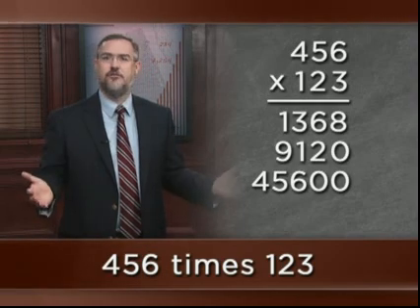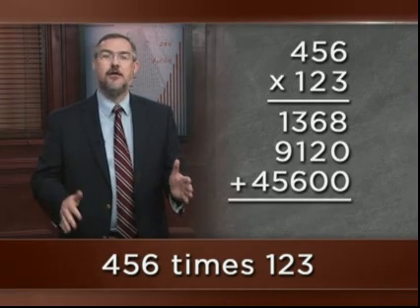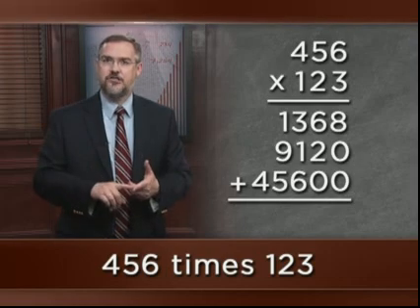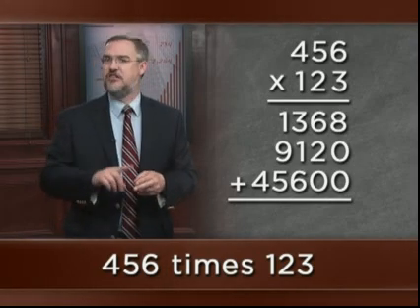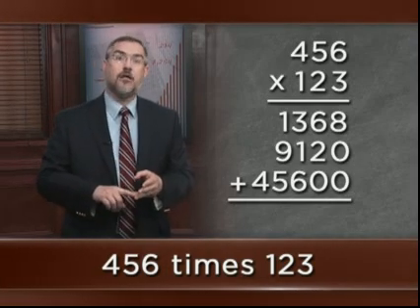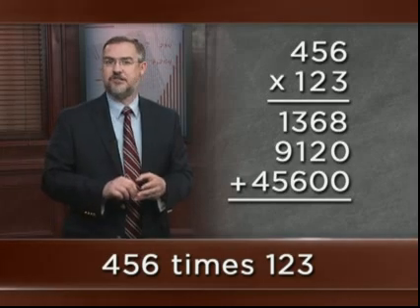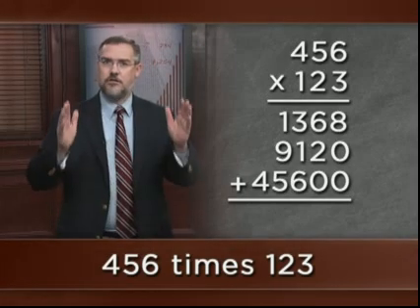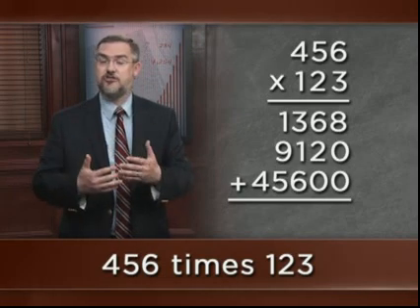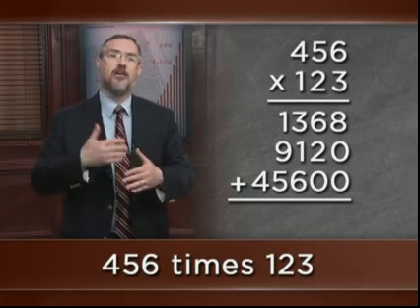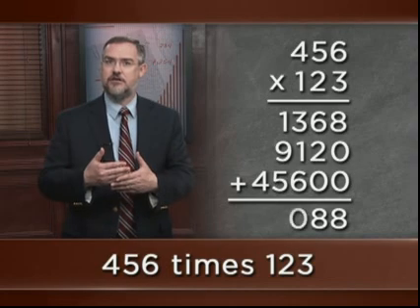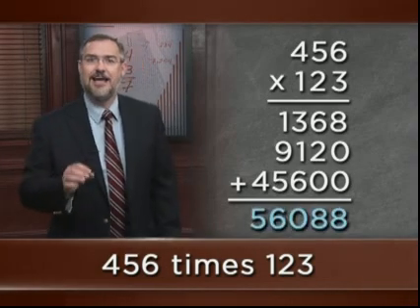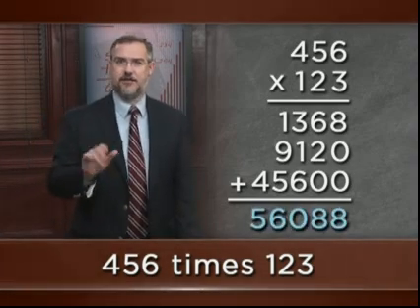So what do I need to do? I just need to add them all up. I need to add up 1,368 plus 9,120 plus 45,600. They're all lined up nicely. It's just an addition problem like we've seen in the past. If you work through the steps, you'll see that you get 56,088 as your final answer.